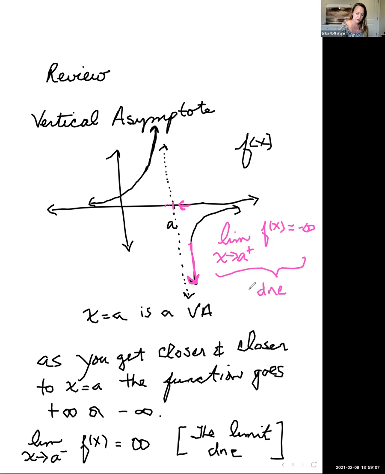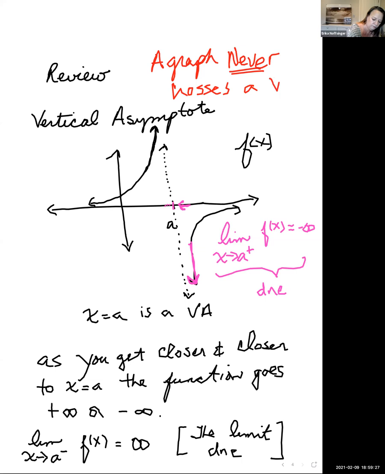A couple things about vertical asymptotes that you should know. A graph never crosses a vertical asymptote. That's a value of x where, if we have a rational function, it sets our denominator equal to 0 and not our numerator. It can cross a horizontal asymptote though.